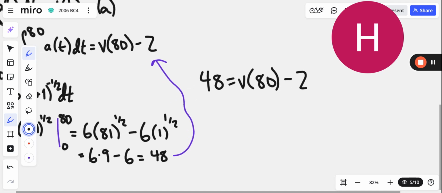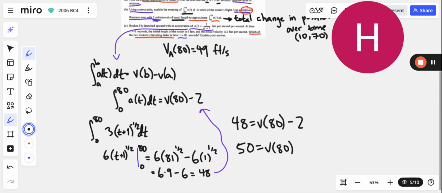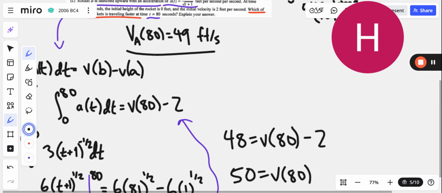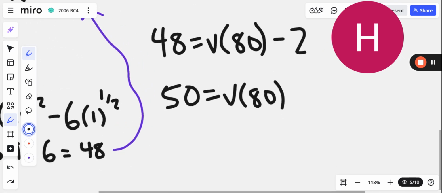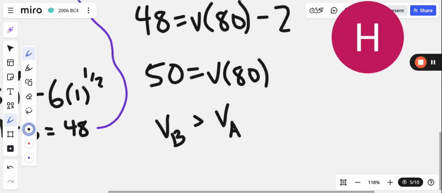Okay. So since it changed 48 feet per second and it started at 2, that means the final velocity is 50. And so just by missing that, you can easily say that rocket A is going faster. But in fact, rocket B's velocity is bigger than rocket A's velocity at t equals 80.